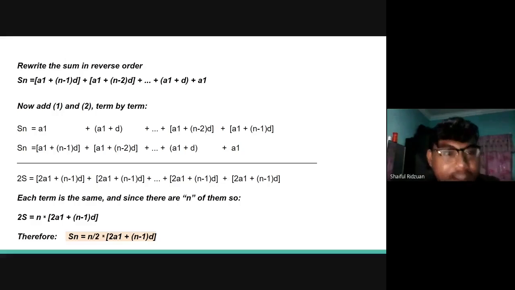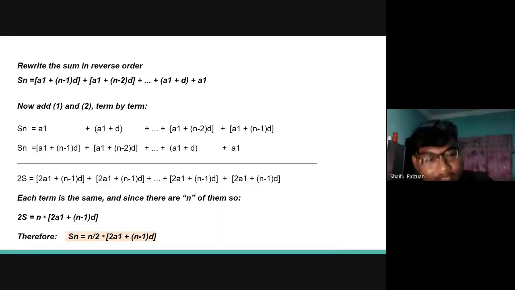Okay, so we rewrite the sum in reverse order. The sum is A1 plus (n minus 1)D plus A1 plus (n minus 2)D and so on. So now we have the first sum and the second sum, and we add them term by term. Sn equals A1 plus (A1 plus D) plus (A1 plus (n minus 2)D) plus (A1 plus (n minus 1)D).